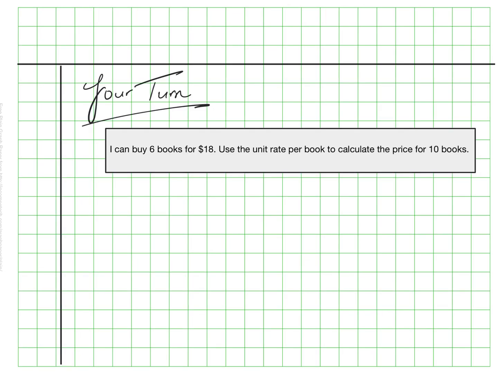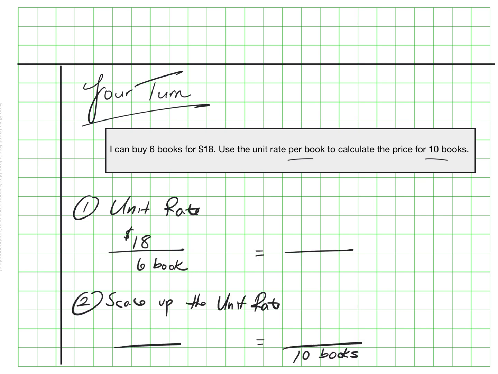For your turn, I want you to try applying these strategies. I can buy 6 books for $18 at a sale, maybe the Friends of the Library sale. And I want to use that unit rate per book to calculate the price that I would pay for 10 books. So my first suggestion would be to find the unit rate per book and then use that unit rate that you get per 1 book and scale it up to find the price for all 10 books. And we'll talk about this and process this question together, but I want you to try it yourself first. Many of us are forgetting to try this first, so make sure you try that.